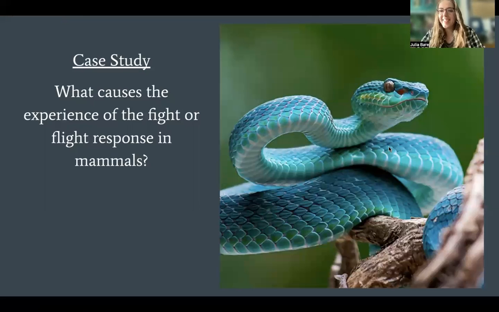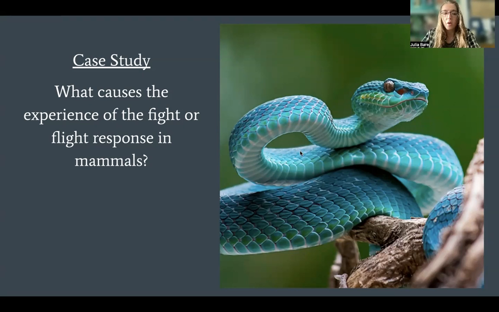All right. Hi, everybody. So we're going to go through a quick case study involving signal transduction pathways. And we're going to talk specifically about an example using the fight or flight response. So the question that I have for us to get started is what causes the experience of the fight or flight response in mammals? And we're going to look at the mechanisms and the signal transduction pathways that go along with this.